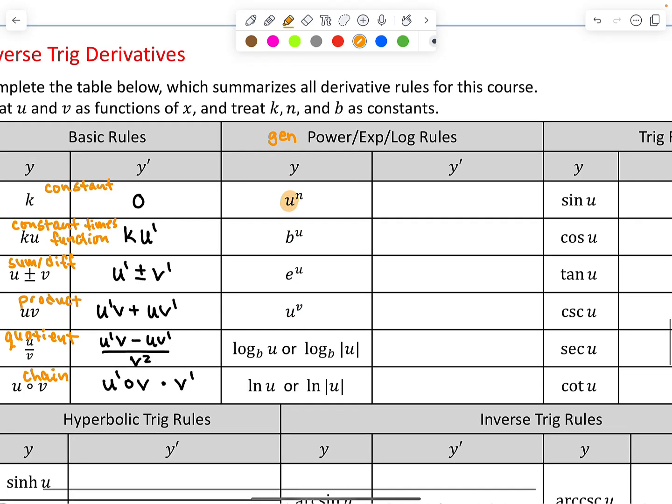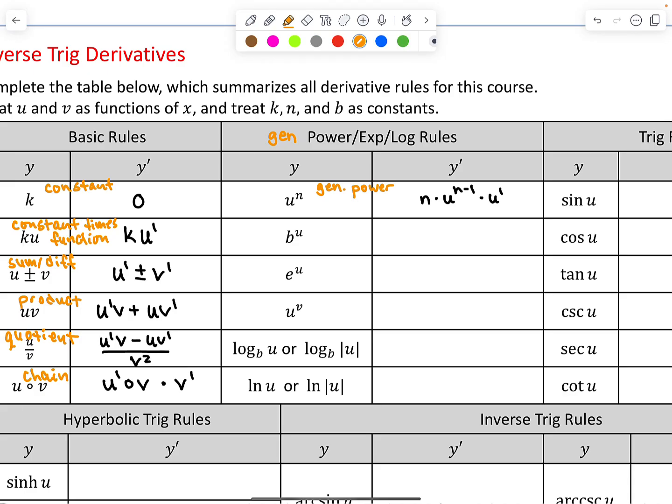If you have a function raised to a constant, then we use the generalized power rule. And that rule is the constant drops down, the base function stays the same, the new power is one less, and then the chain rule, multiply by the derivative of the inner function. In this case, multiply by the derivative of the base.